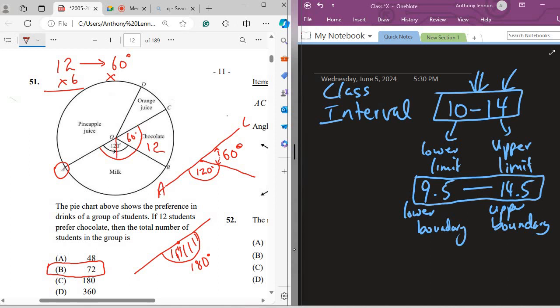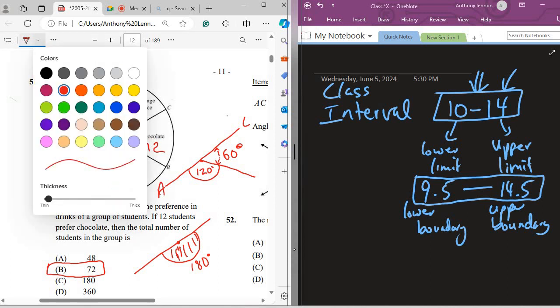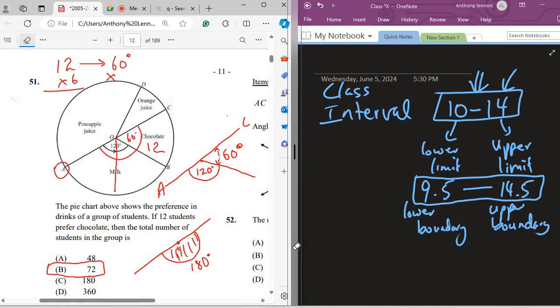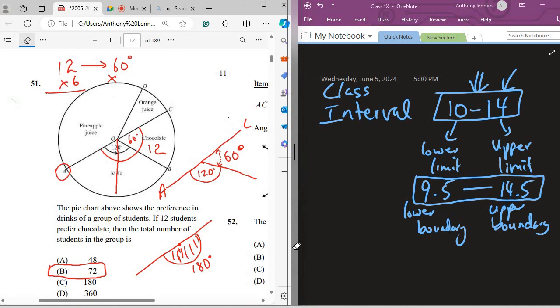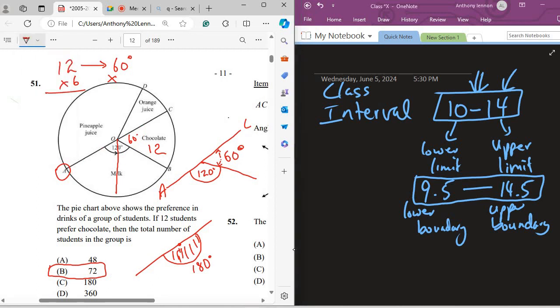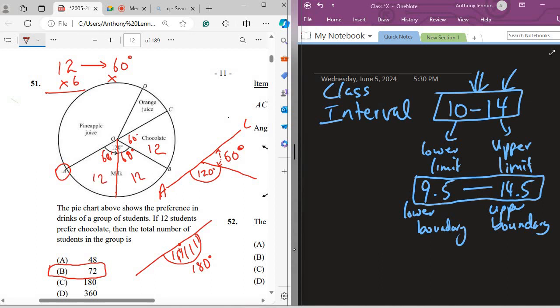This 120 can be divided into two 60s. Anybody agree with that? Everybody agree with that? Yes. Okay, good. It makes sense, right? You have 120. If you cut it into two equal parts, then this will be 60 degrees over here plus another 60 over here. So that means this will be 12 students as well, and this will be 12 students, ain't it?